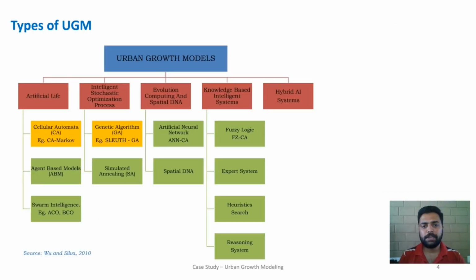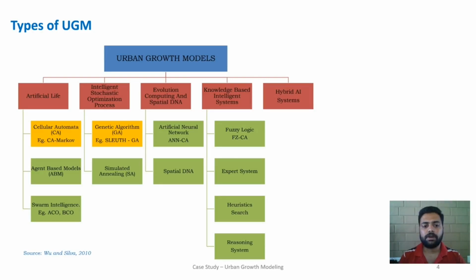So there is a need to understand urban growth and how it grows in the future. To know that, we have various types of urban growth models. These are broadly divided into 5 different categories. The first one is artificial life. The second one is the intelligent stochastic optimization process, wherein the entire algorithm depends upon an optimization technique, such as genetic algorithm, particle swarm or simulated annealing, etc.